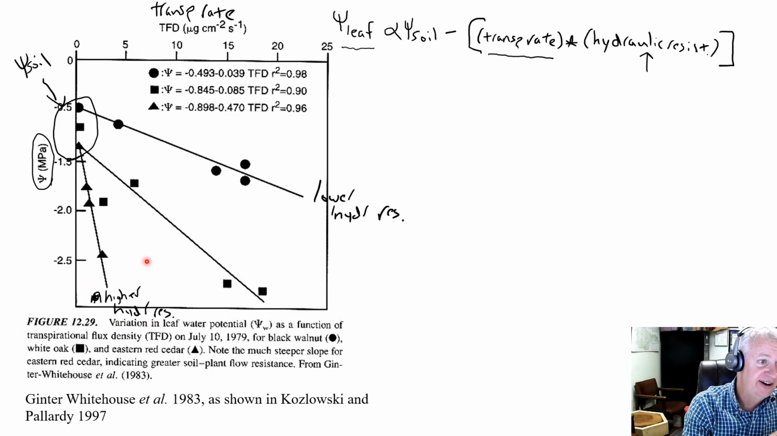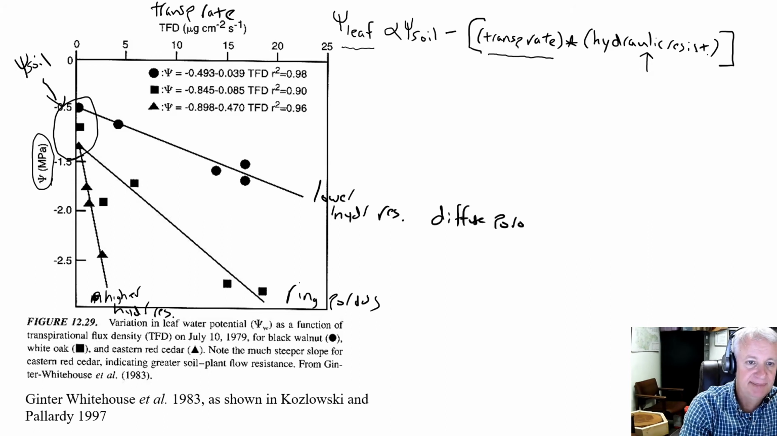Eastern red cedar is a gymnosperm. It has tracheids and very small conduits. Okay. Now here, the white oak is a ring porous species, which actually has very large conduits, and the black walnut is a diffuse porous species.